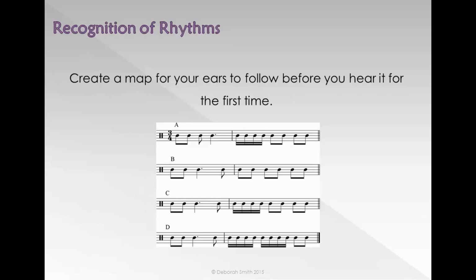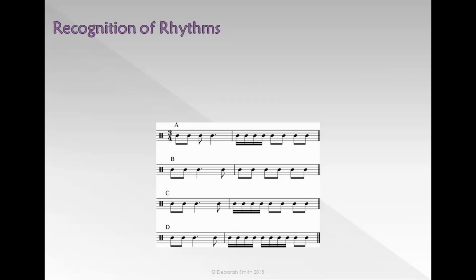Create a map for your ears to follow before you hear it for the first time. In other words, have a look at the first beat. They are all the same. However, in the second beat and third beat, you will see that A is different to the rest. So I show an arrow to begin listening to A. I circle the different rhythm on the second and third beats.